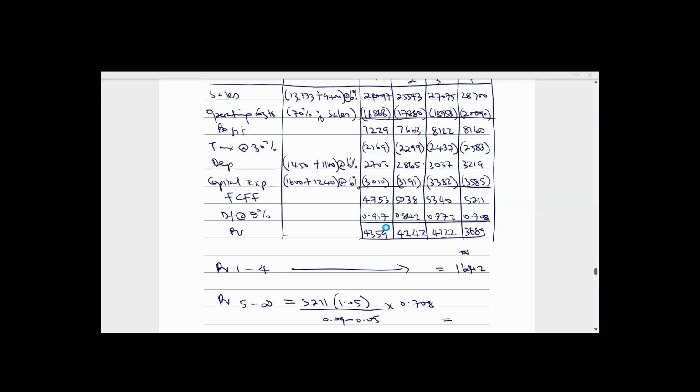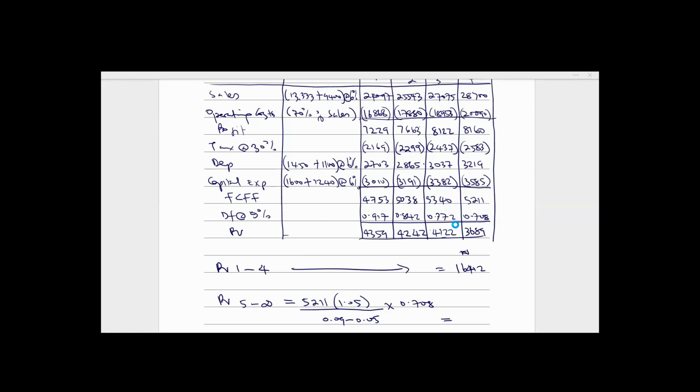Something is not right here. Let me confirm again. Let me do it again. 5211. Let me confirm it: 8160 minus 2583 plus 3219 minus 3585, 52. Multiply by 0.708 equal 3689. Okay, that's it. It's what it is.